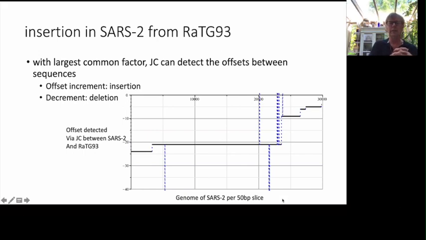And when the offset increases, there is an insertion. Therefore, from RaTG93 to SARS-CoV, there has been an insertion of 20 bases, which you can spot exactly. When there is a decrement, which is not the case here, it means it is a deletion.